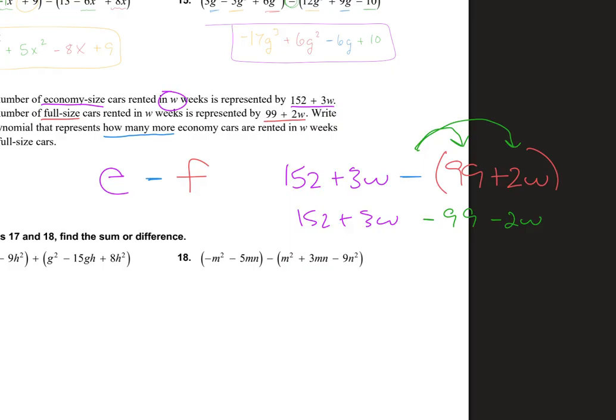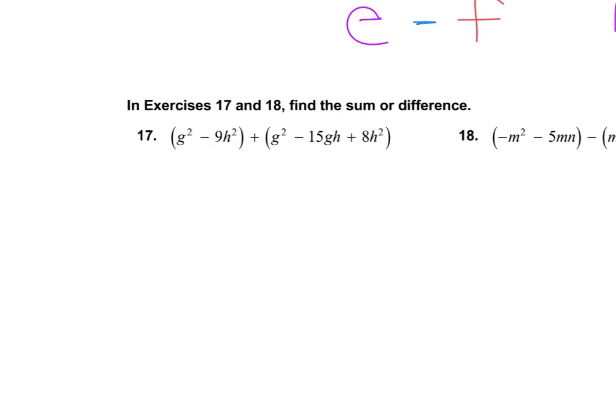Let's simplify this now. 3W minus 2W is W, and 152 minus 99, let's see, if you were to subtract 100, that'd be 52, but we didn't subtract 100, we subtracted 99, so that's going to be 53, plus 53, sorry. So there's that one.